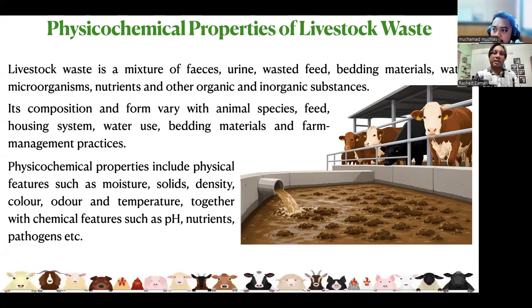So the physicochemical properties of the livestock waste include some physical features, for example, moisture content, color and odor, temperature, together with some chemical features, for example, pH, nutrient, pathogens, organic and inorganic matters, etc. So physical properties and chemical properties together make up the physicochemical properties of the livestock waste.